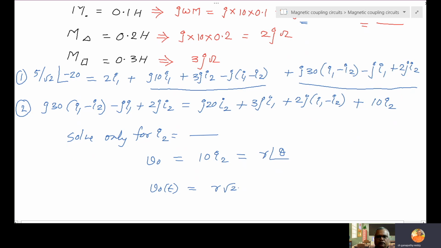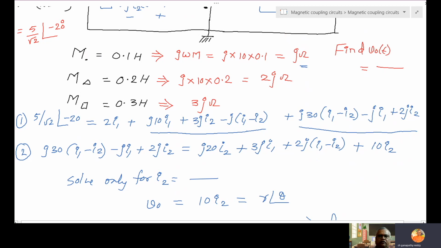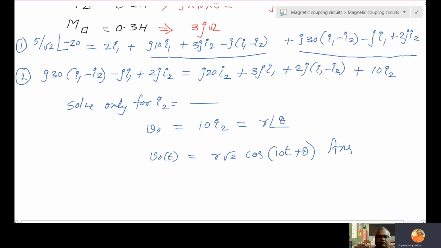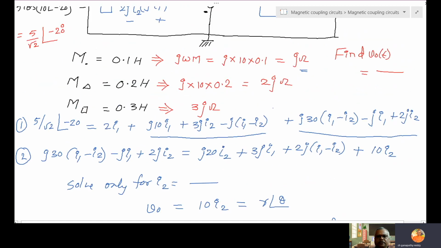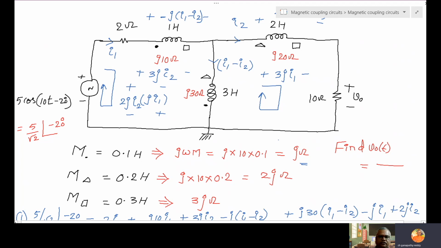So R root 2 is the maximum value. Then cos 10t plus theta. So this is the answer. So rest of the part we can calculate with the help of calculator. So main concept is important. Don't worry for the answer.